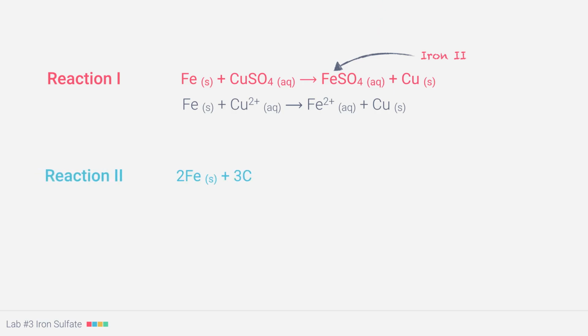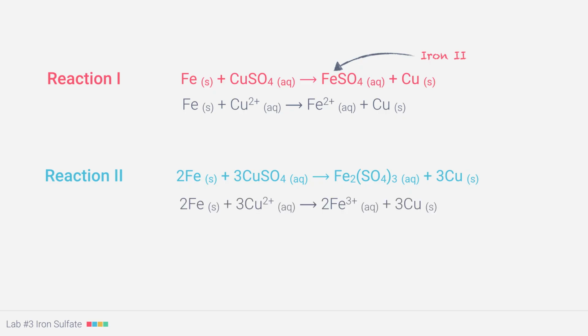Reaction number 2, our other possibility, forms iron 3 sulfate, Fe2(SO4)3. Here, iron solid becomes Fe3+, and copper 2+ becomes copper solid. Once again, you can see that Fe2(SO4)3 is iron 3 sulfate by looking at the charges of the two ions.